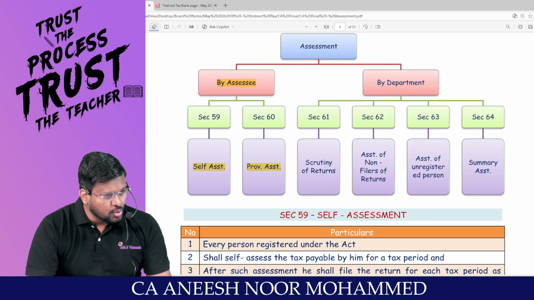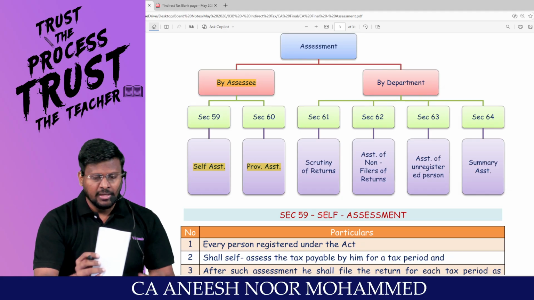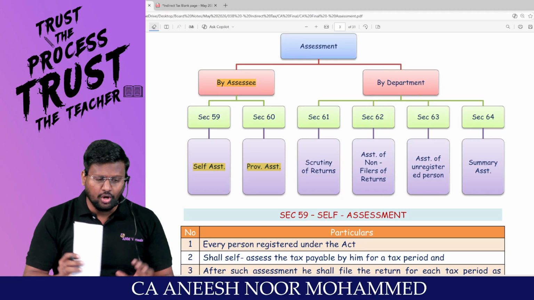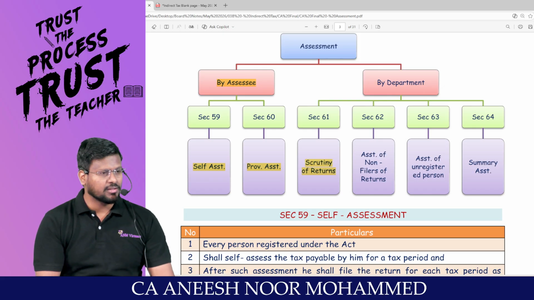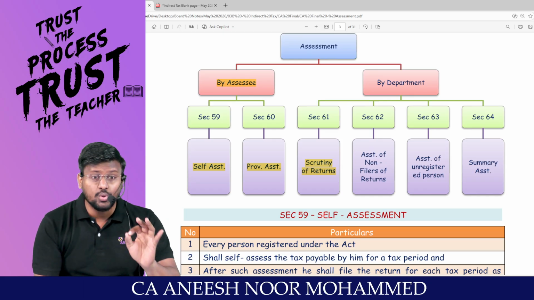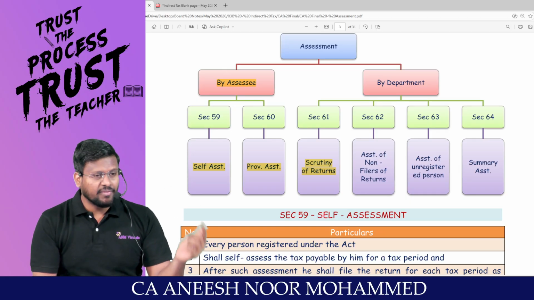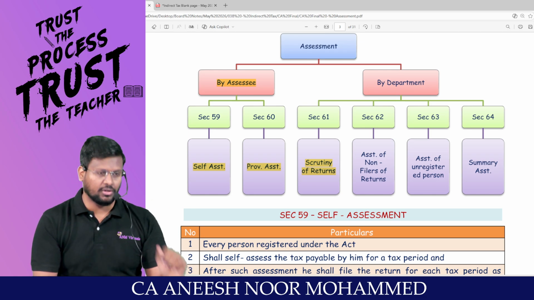What does the department have to do? You will be filing the return. Sir, the department will check whether the return filed by you is correct or not. This is called scrutiny of returns. That is, the department, from their side, will check whether the particulars furnished in the return are correct or not.